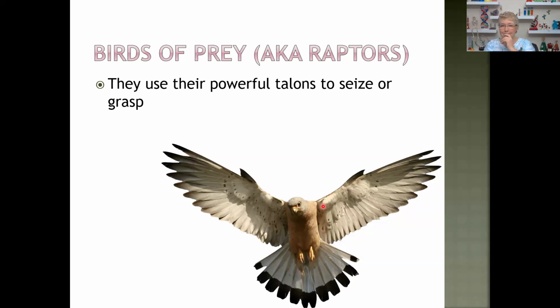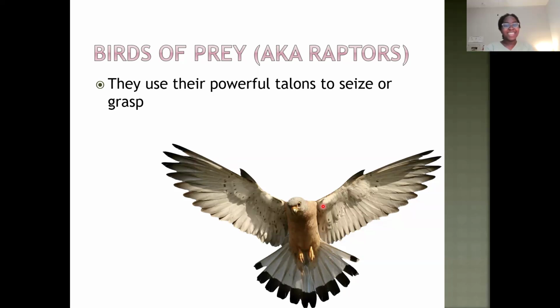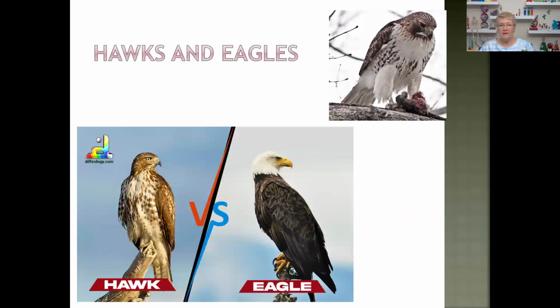Jaslyn. Vultures. Vultures. Yep. Evie. I was going to say the same thing. Yeah. All right, Ruby, you got another one? Hawks. Hawks. Yeah, you guys are getting almost all of them here. So eagles, hawks, kites, falcons, vultures, and owls. Those are just some. There are a lot more different kinds. So like I said, what we're going to focus on today are hawks and eagles.